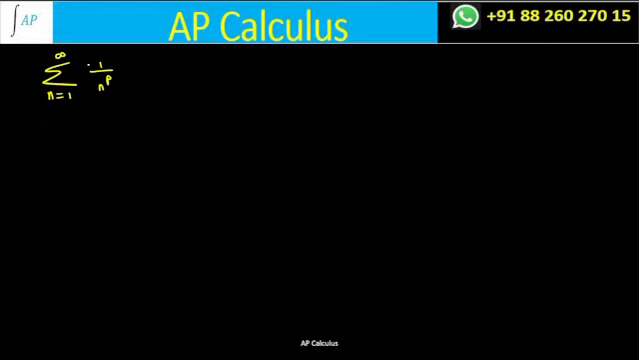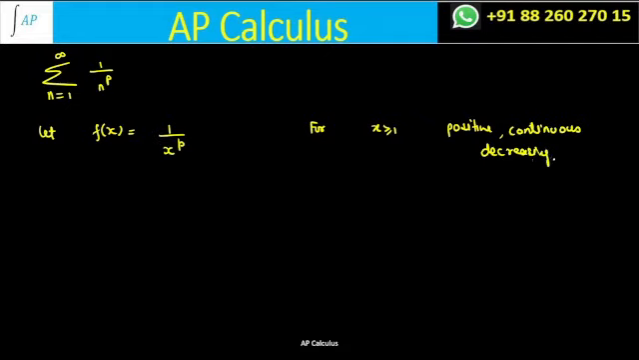So here we will take this general term as a function. Let f(x) equal 1 upon x to the power p, and for x greater than or equal to 1, it is positive, continuous and decreasing. So we will apply the integral test. So we'll say the integration of 1 upon x to the power p dx from 1 to infinity. So this is the improper integral we have to solve.